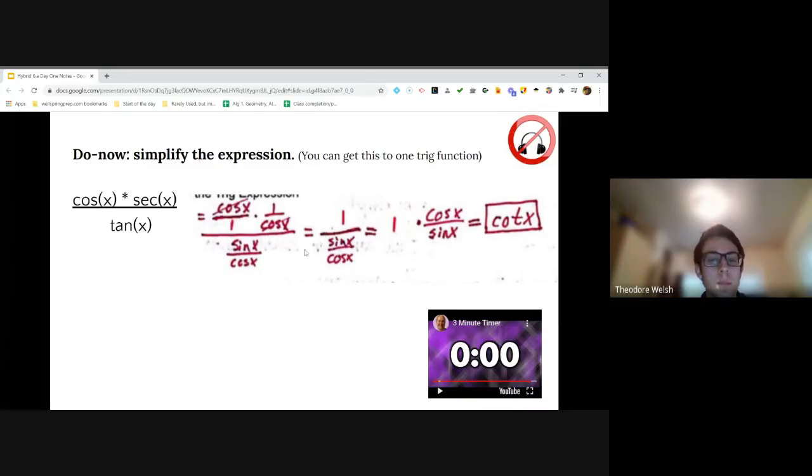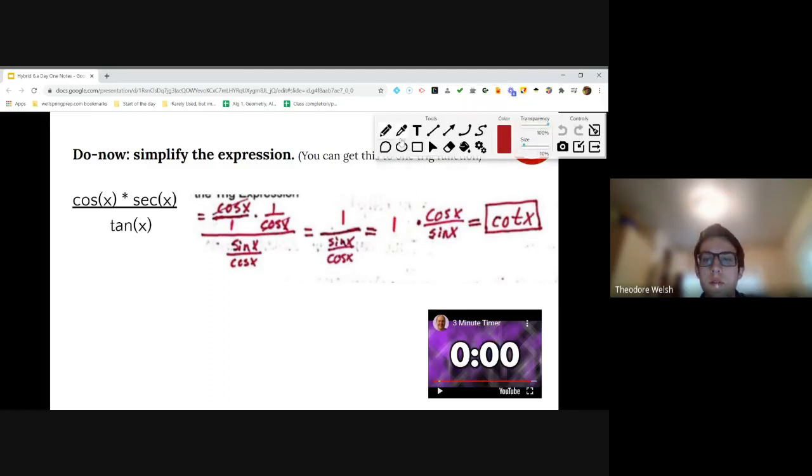quotient identity. And then from there, I was able to cancel out cosine and secant, because we can cross cancel cosine and cosine, so we just get 1 in the numerator. So we have 1 over sine over cosine. So to simplify that fraction, we multiply by the reciprocal of the denominator.